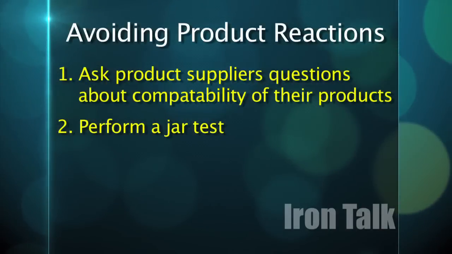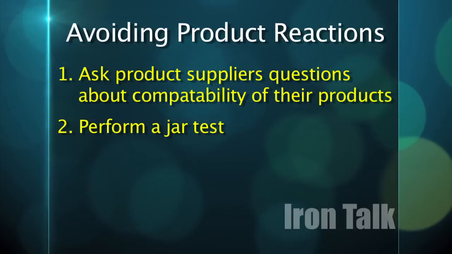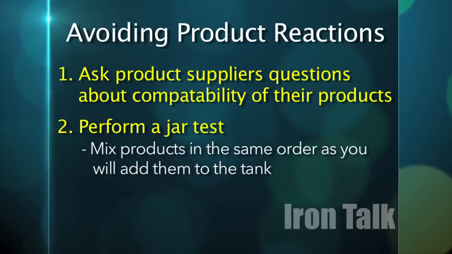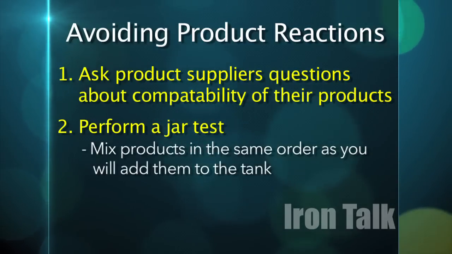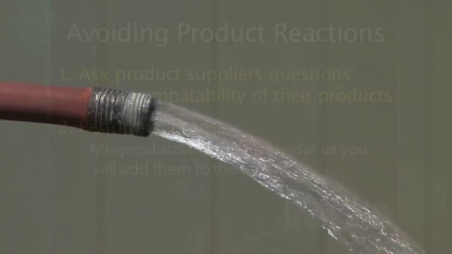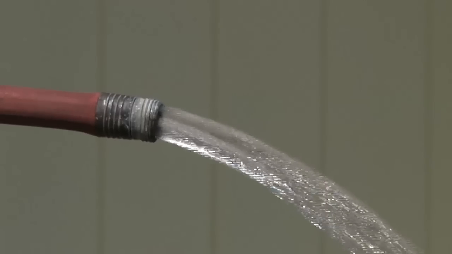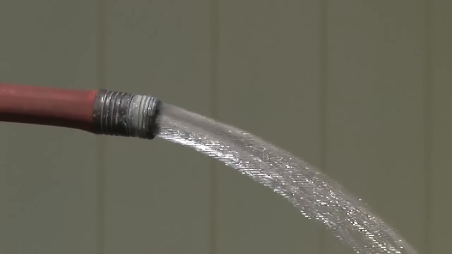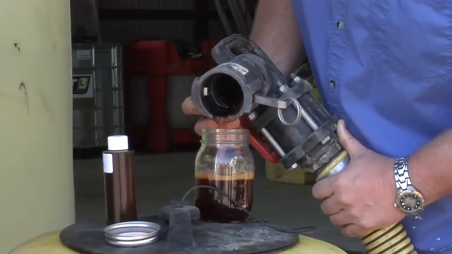The second thing I do to avoid trouble is doing a jar test. Mix the various things you plan to tank mix in a clear jar in the order in which you will add them to the tank. For example, let's say you want to mix some fertilizer with another fertilizer and some water. I always like to add the water first as it seems to minimize problems later on. Then add the 2 fertilizer products one at a time.